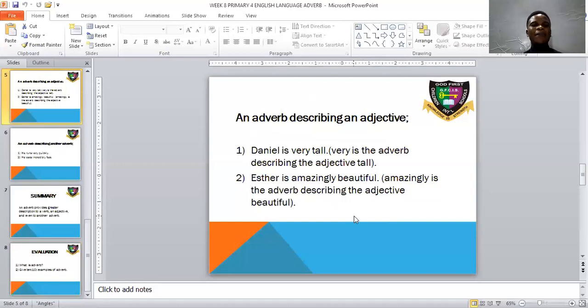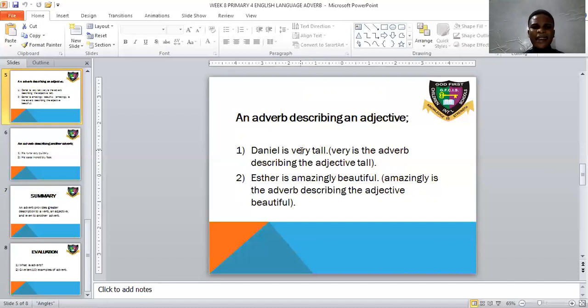How does an adverb describe an adjective? Let's look at the example. Daniel is very tall. Look at that example. Very, very sweet example. Daniel is very tall. Now, if you look closely at the sentence, here we have very and tall, isn't it? Now, the word tall is an adjective. And this adjective is describing the what? It's describing the noun Daniel. That is, if you say Daniel is tall, that tall is an adjective because it is describing how Daniel is. That is, it's telling us that Daniel is what? Is tall.